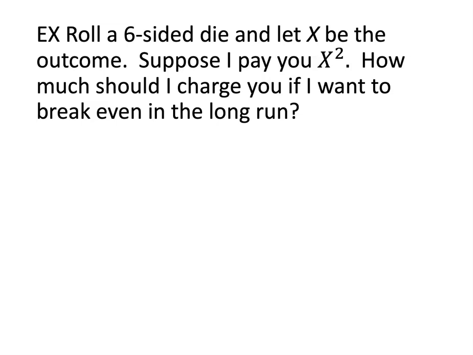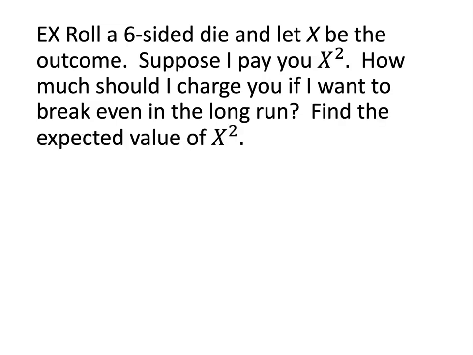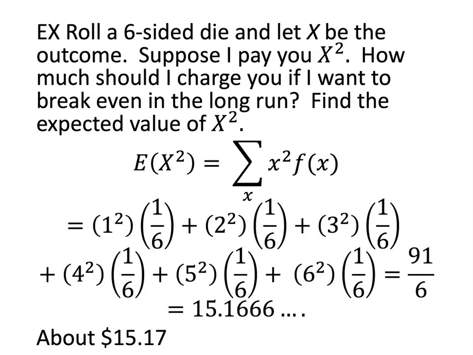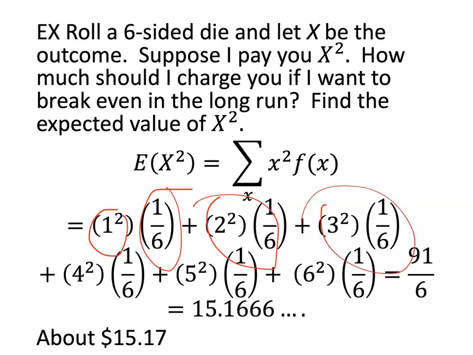Roll a six-sided die, for example, and let x be the outcome. Suppose I pay you x squared. How much should I charge you if I want to break even in the long run? Well, let's find the expected value of x squared. The expected value of x squared is going to be the sum of x squared f of x. So in this case, it's 1 squared times the probability that you get a 1, plus 2 squared times the probability that you get a 2, 1/6, plus 3 squared times the probability that you get a 3, 1/6, etc. Add all of those up and you get 91/6, which is 15.1666666. In other words, it's $15.17. That's how much I should charge you if I want to break even in the long run.